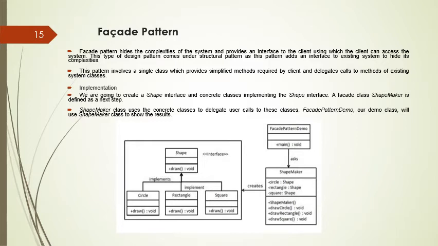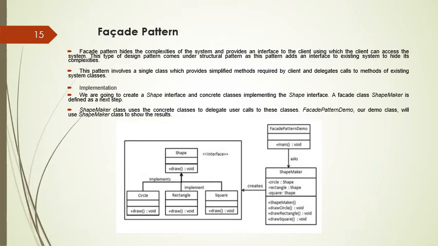Next is the facade pattern. Facade pattern hides the complexities of the system and provides an interface to the client using which the client can access the system. This type of design pattern comes under structural pattern as this pattern adds an interface to existing system to hide its complexities. This pattern involves a single class which provides simplified methods required by client and delegates calls to methods of existing system classes.